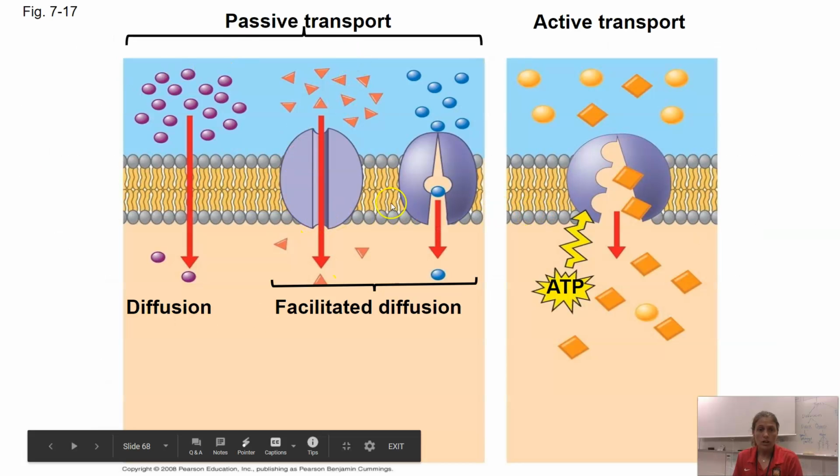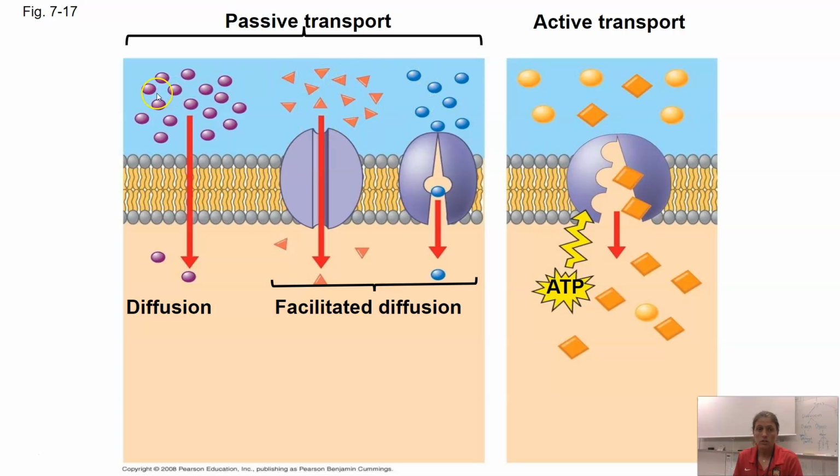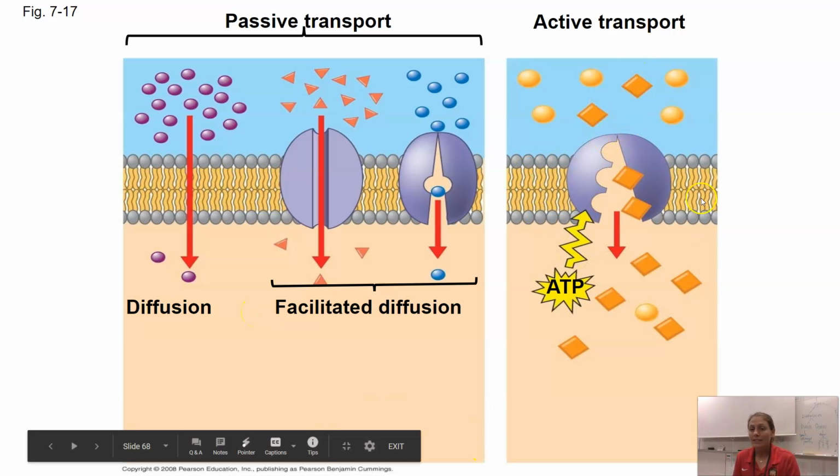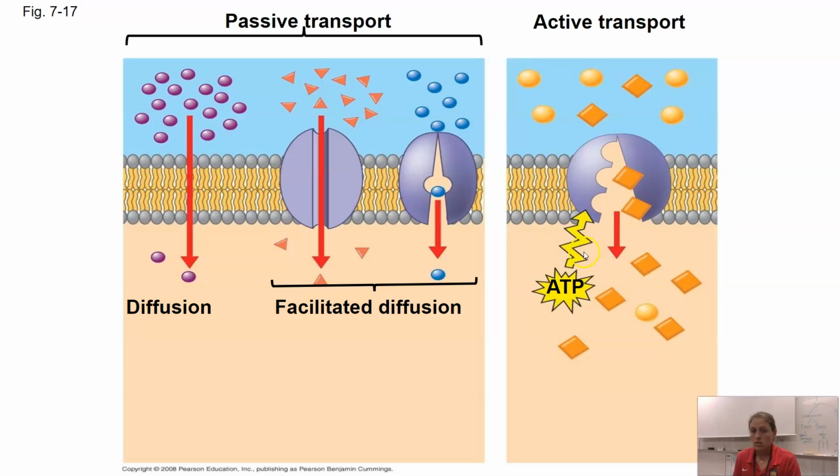So here is our quick little comparison. Again, this is that concentration stuff that I was talking about. Here are these particles in passive, and they want to balance out. So they're going to just move from high concentrations to low concentrations, and once they're balanced out, they can stop the process.